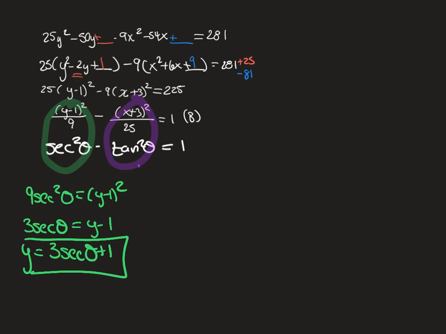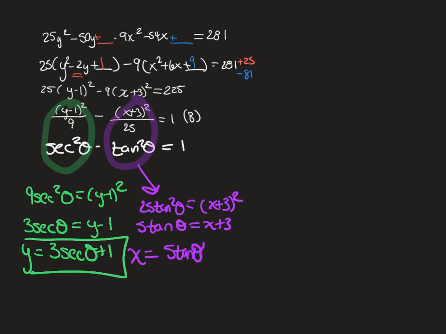The other one, you're going to do 25 tangent squared theta equals (x plus 3) squared. Square root both sides, so 5 tangent theta equals x plus 3, and you're going to subtract the 3 over. So x is going to equal 5 tangent theta minus 3. So there's your two parametric equations. This would be the answer that you wrote on line C. And the last thing says we have to graph it.